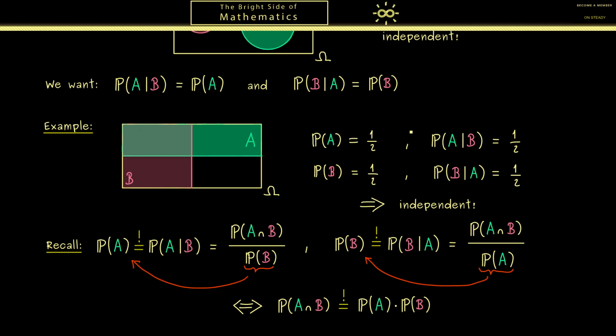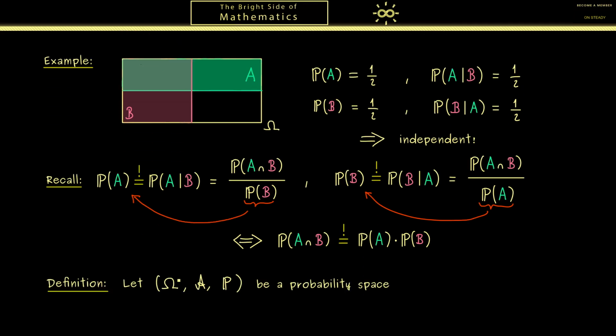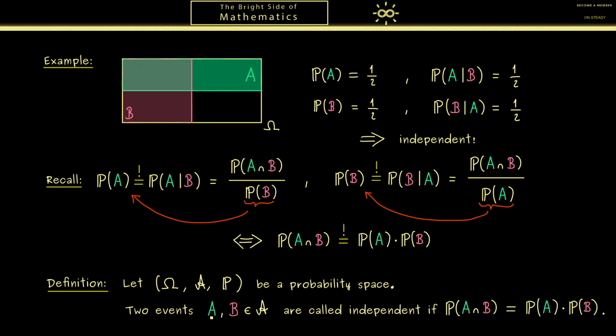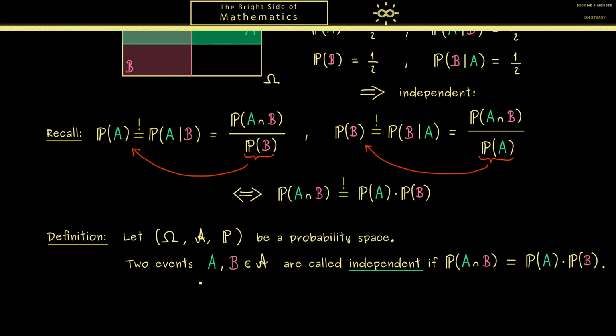Okay, then let's put this into a definition. So the framework is the same as always. We have a probability space, which means a sample space omega, a sigma algebra A, and a probability measure P. And now we've learned we call two events A, B from the sigma algebra independent if this equality holds. Then with this it turns out we don't have to restrict ourselves to two events. We can just consider a whole family of events A_i. And indeed, we could have infinitely many when this index set I is infinite.